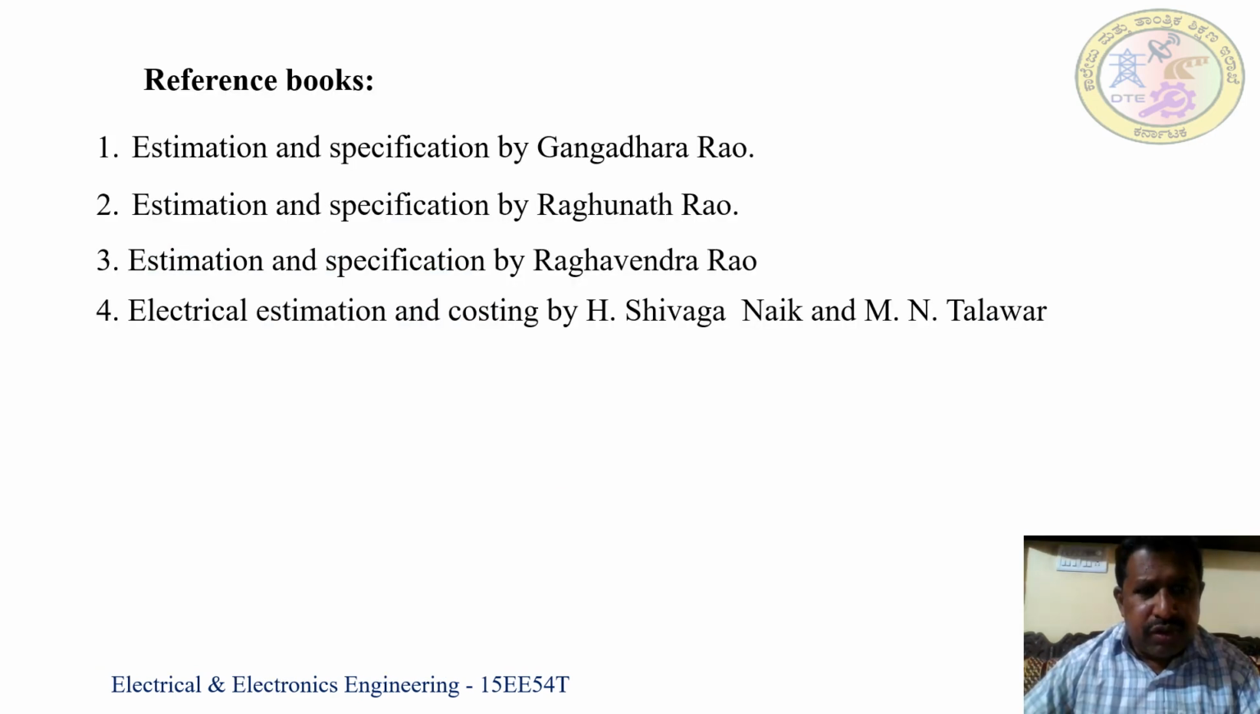The reference books are as follows. First one is Estimation and Specification by Gangadhar Rao. Second one is Estimation and Specification by Raghunath Rao. Third one is Estimation and Specification by Raghavendra Rao. Next one is Electrical Estimation and Costing by H. Shivaganayak and M. N. Padavar.